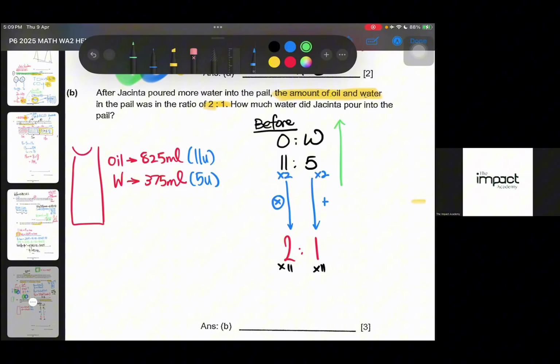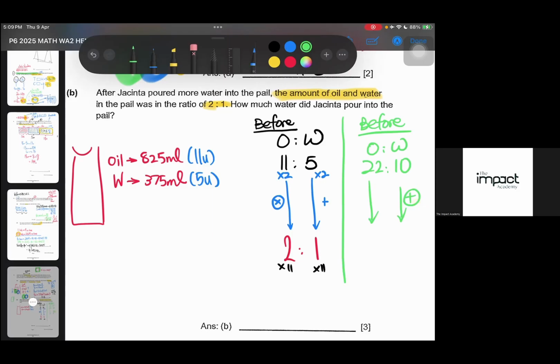So then I want us to rewrite this entire part. My before in this situation for oil to water is 22 to 10. Something happened to water, but I don't know what exactly, but very soon I'll know. Anything happened to oil? Nothing happened to oil at all. Oil is still 22 units. Water becomes 11 units. Do you understand what I'm trying to say?